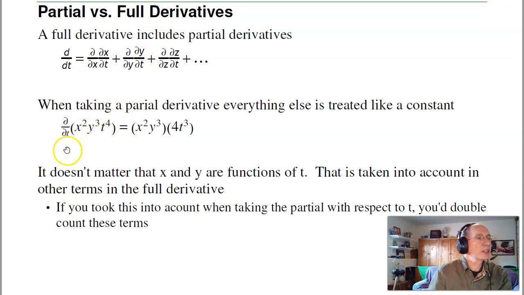When you take a partial derivative, everything except the term you're considering is a constant. For example, if I have the following function, the partial with respect to t is: ignore x, ignore y, treat them as constants. I just get x squared y cubed, treat them as constants, times 4t squared. It doesn't matter that x is a function of t, y is a function of time. Those are taken into account in other terms in the full derivative, and I don't want to double count. So you can do a partial derivative, treating anything that's not the term as a constant. Likewise, full derivatives are different than partial derivatives, and we're going to be using that in just a sec.